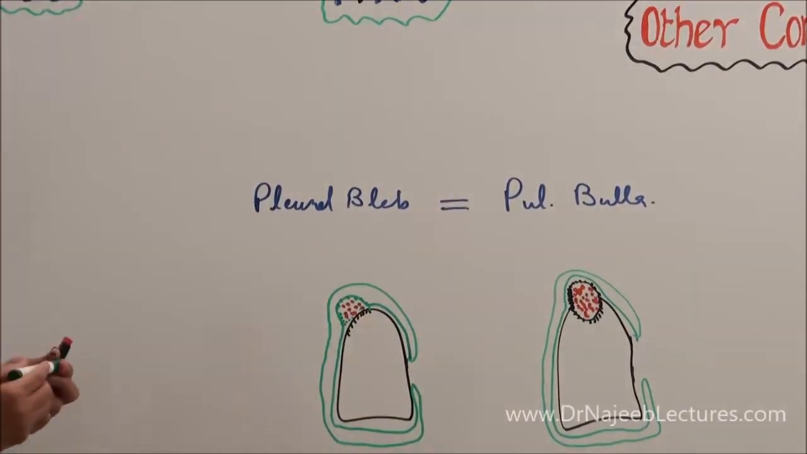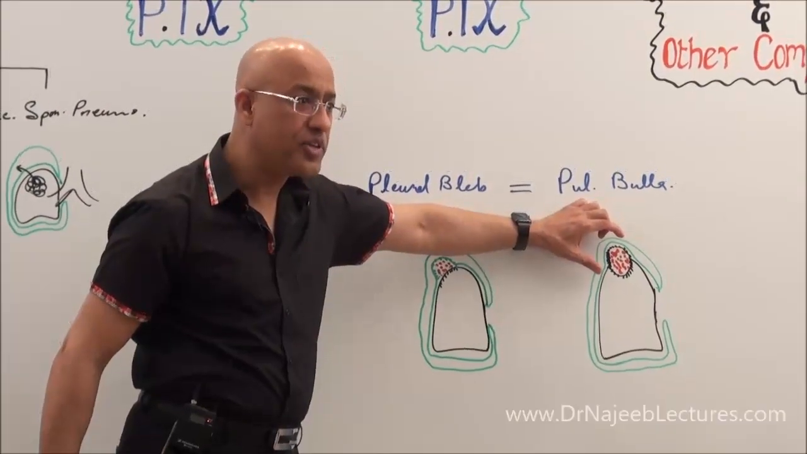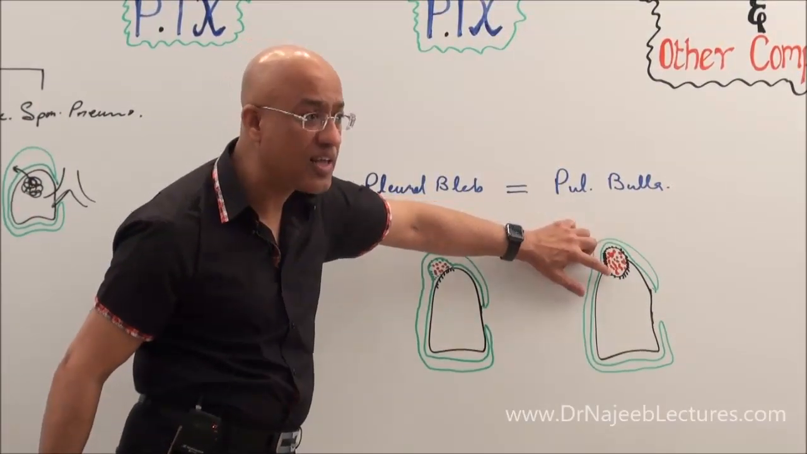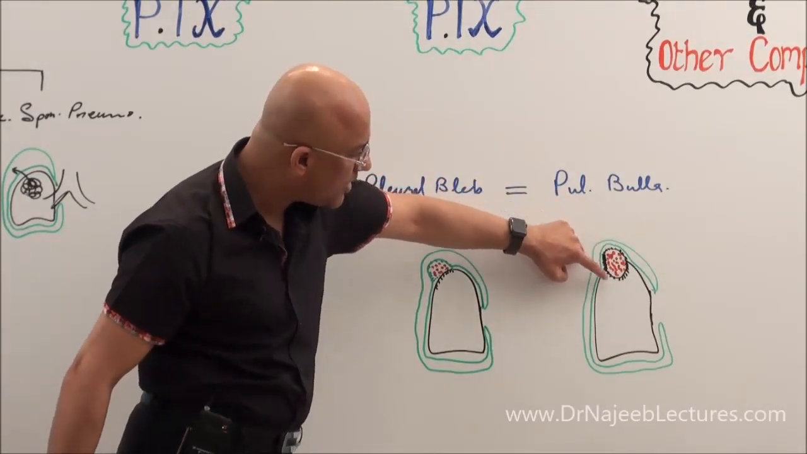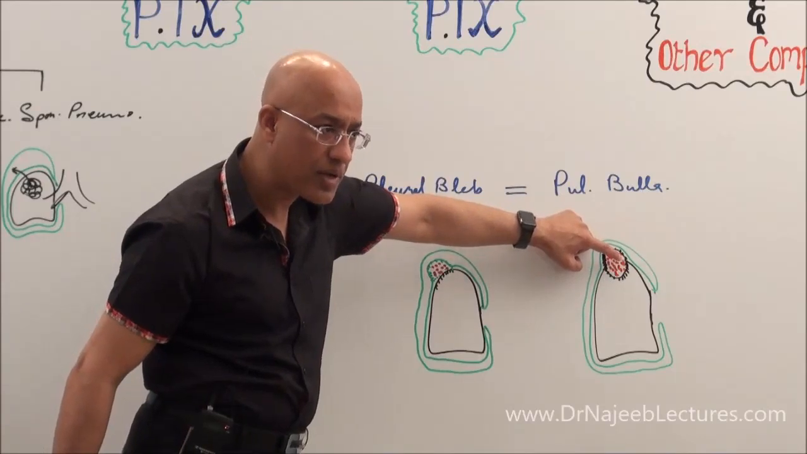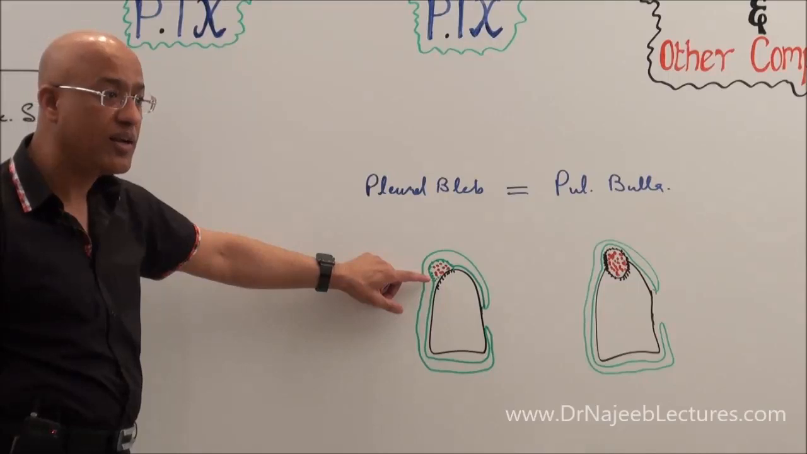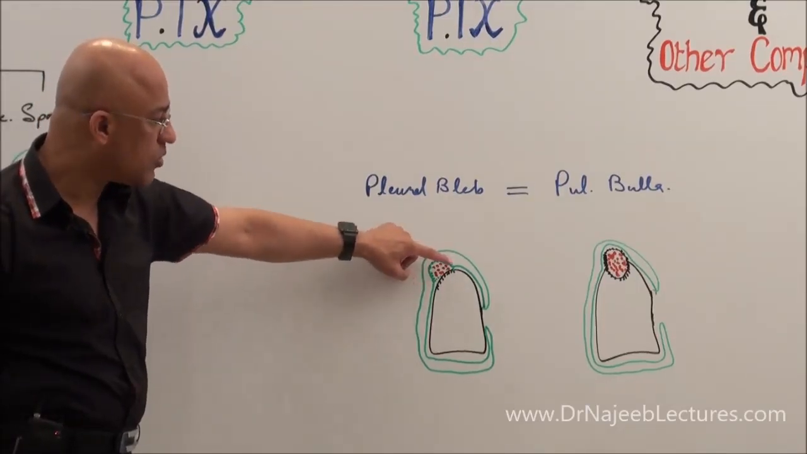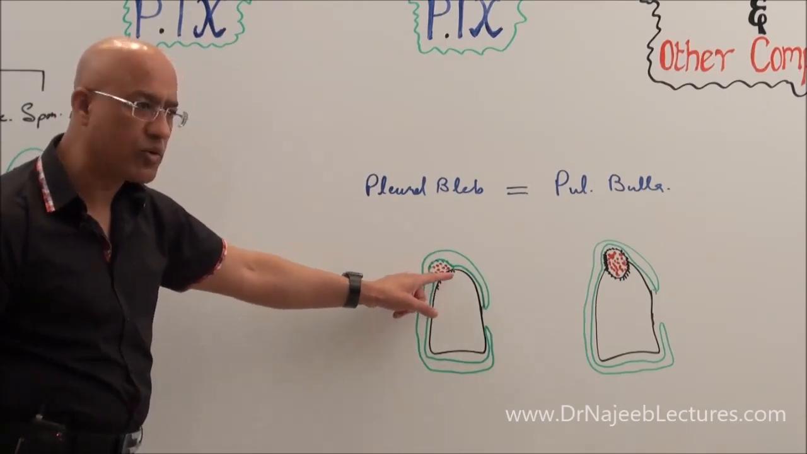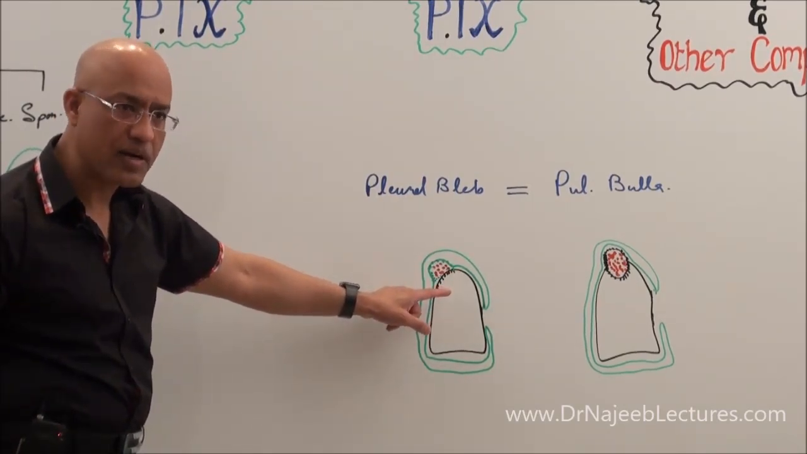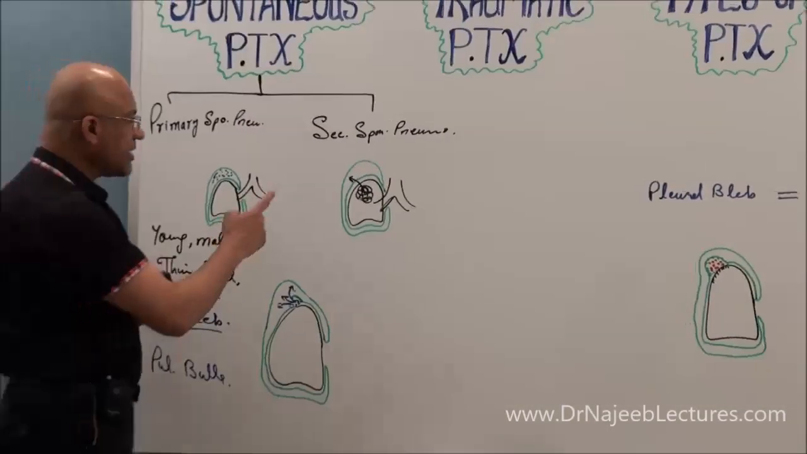You understand the difference? So pulmonary bullas are large air spaces which may be present subpleurally, but the air is throughout surrounded by lung parenchyma. In bleb, it may be subpleural or intrapleural, right? And if it is subpleural, then on one side it is surrounded by the visceral pleura, another side it is surrounded by the lung parenchyma. Am I clear?